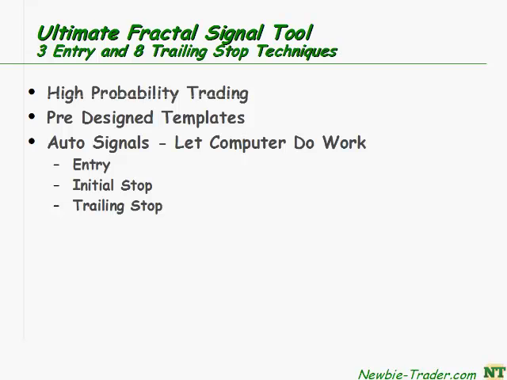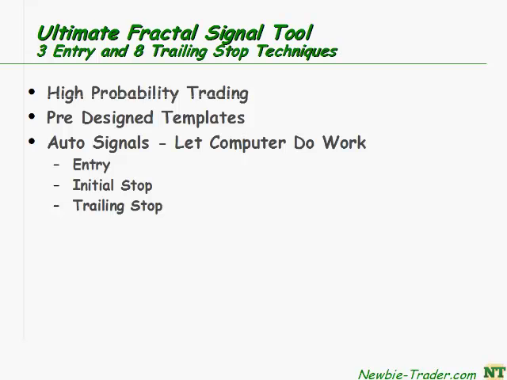And what I haven't shown you yet is the actual auto signals that it generates. We let the computer do the work. The computer provides you with the exact entry, the initial stop, and a trailing stop. We talked about the 5 newbie trading mistakes, and a lot of it had to do with trade management: the entry levels, stops, trailing stops, and taking profits. We take care of all that for you, and we discuss it in great detail in our training.